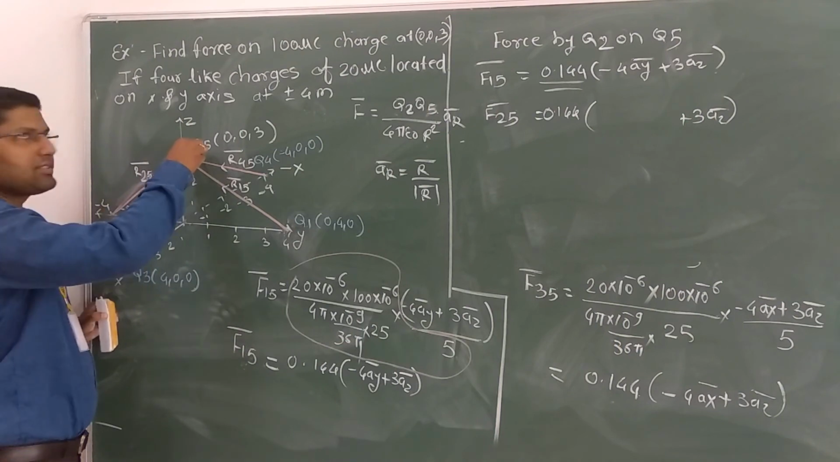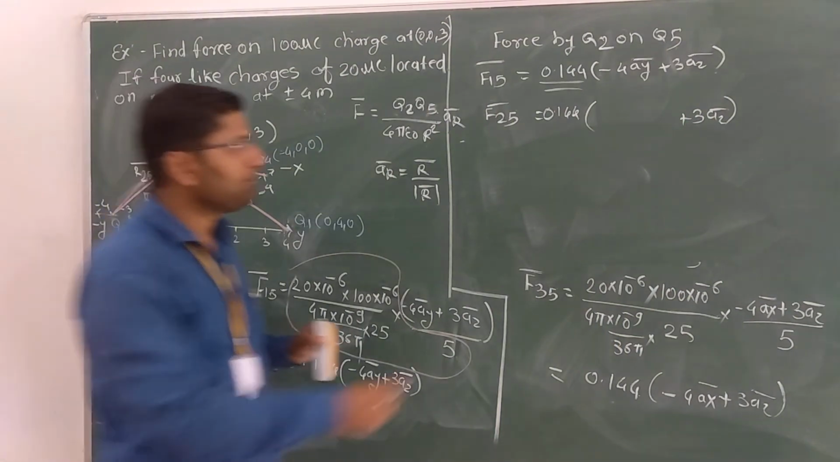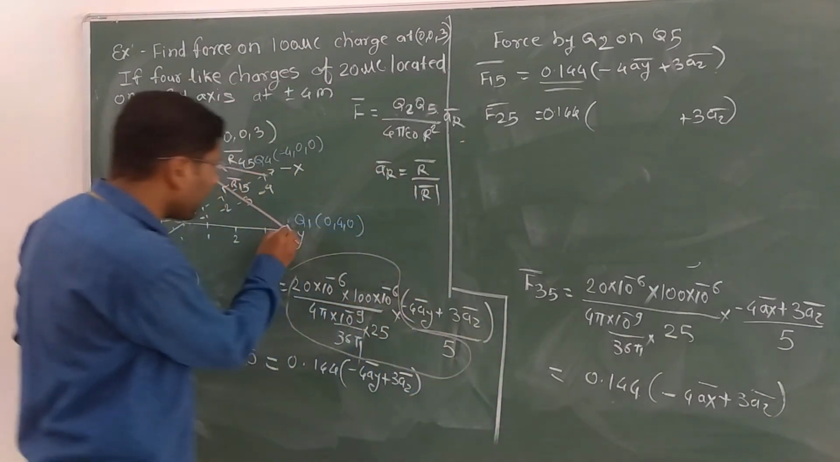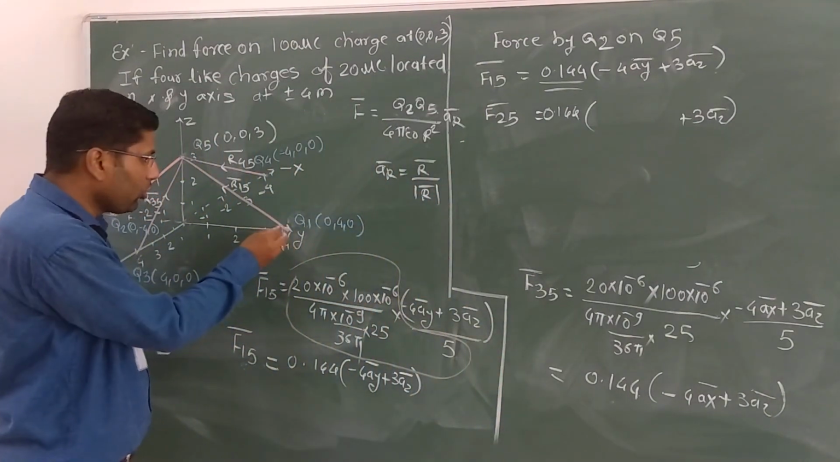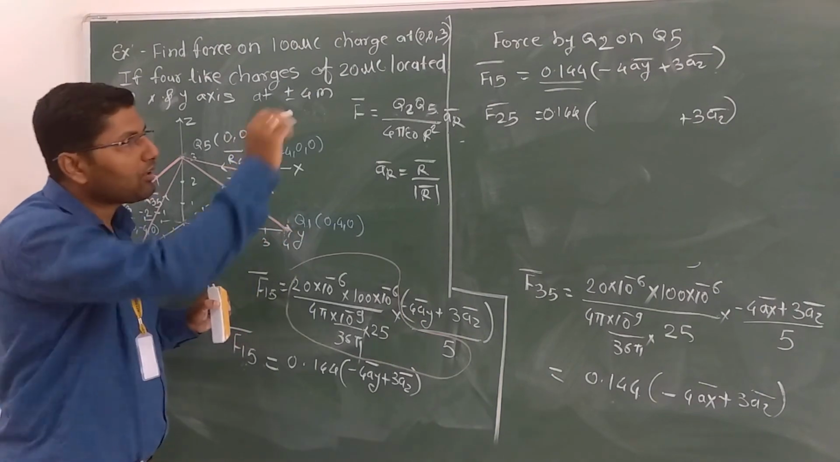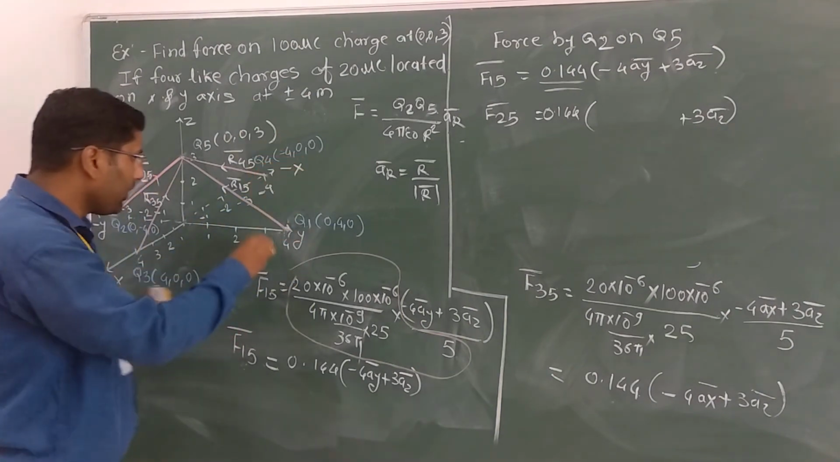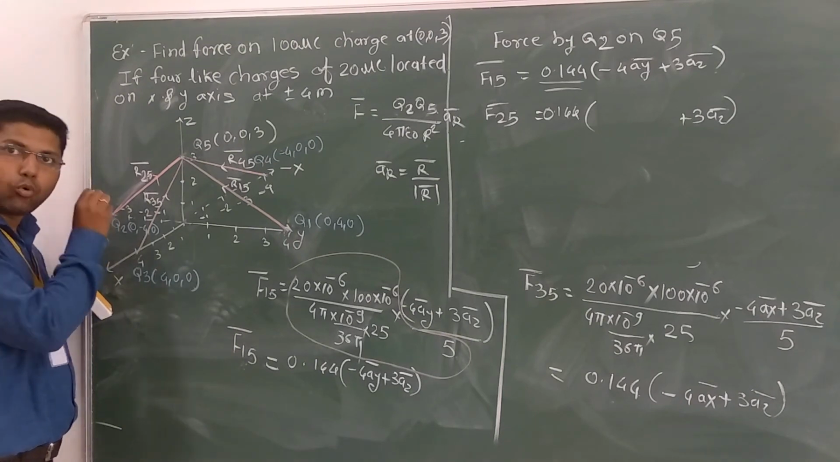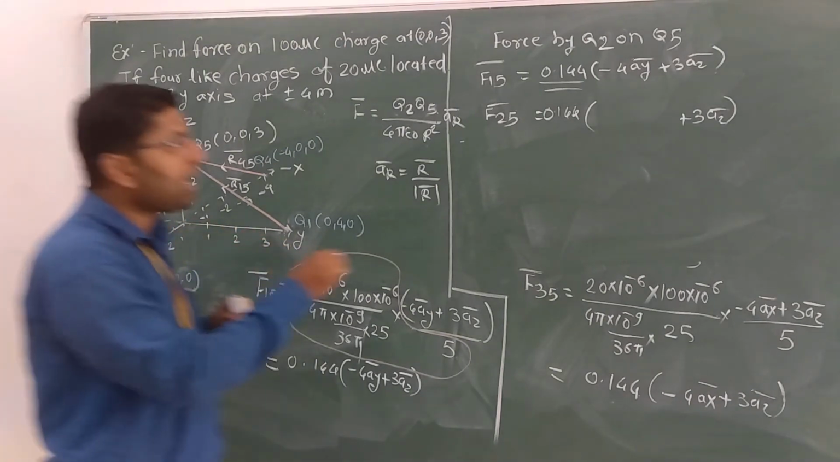Plus Z, plus Z. What about the y direction? Here it is minus 4 ay bar for this value. For this, though it is in the plus y direction, what is the value? Minus 4. Then how will you find out the value of this? Only change the direction, only change the sign.